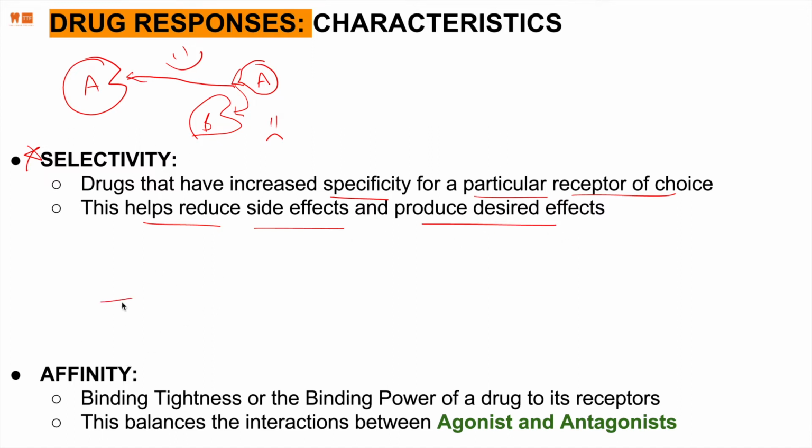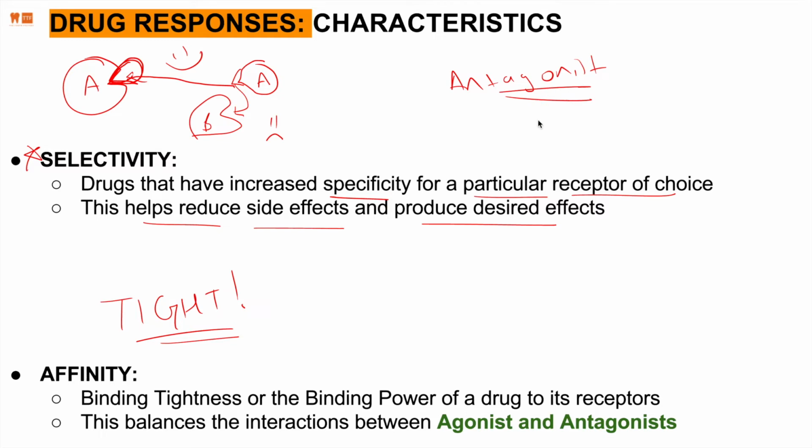Affinity, however, is how tight the bond is. Affinity is the binding tightness or binding power of a drug to its receptor. This balances the interaction between agonist and antagonist. So, for example, if the drug A, same example here, is extremely tightly bound, can an antagonist, which has an opposite function, basically doesn't cause any effect when it attaches itself to the receptor, remove this agonist? Well, if the drug has a very high affinity, then the receptor and that drug are inseparable. They cannot be separated. However, if the affinity is low, then that drug will detach itself from the receptors, right?